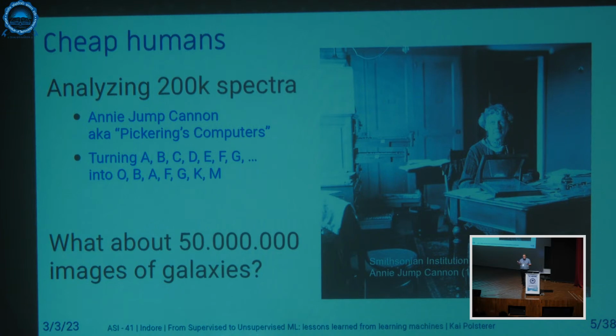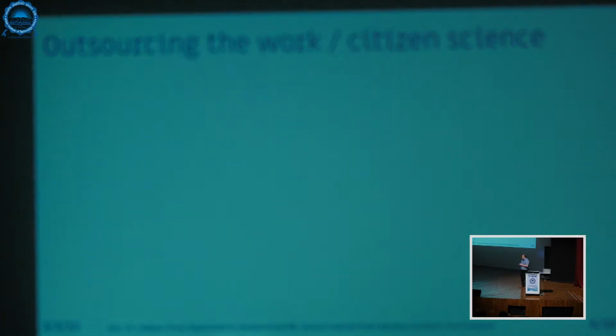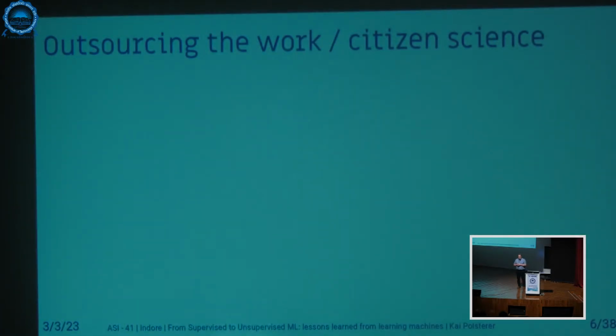So what about 50 million galaxies? We now had the Sloan Digital Sky Survey, which created 50 million galaxies. At that point, paying for a group of people to do the task of classification does not work anymore. So you think of gamification.